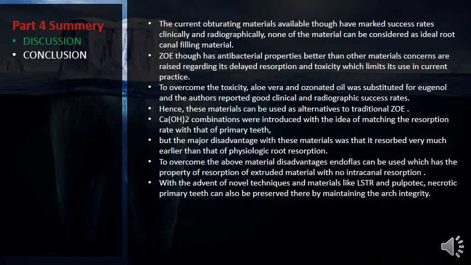The current obturating materials, though they have marked clinical and radiographic success rates, none can be considered an ideal root canal filling material. Zinc oxide eugenol has antibacterial properties better than other materials, but concerns regarding delayed resorption and toxicity limit its use in current practice. To overcome this toxicity, aloe vera and ozonated oil were substituted for the eugenol, and authors reported good clinical and radiographic success rates. Hence, these materials can be used as an alternative to traditional zinc oxide eugenol.